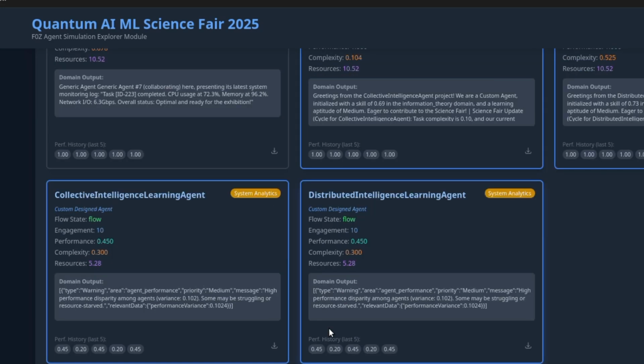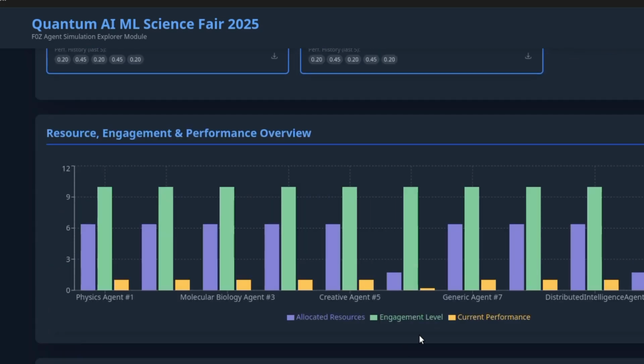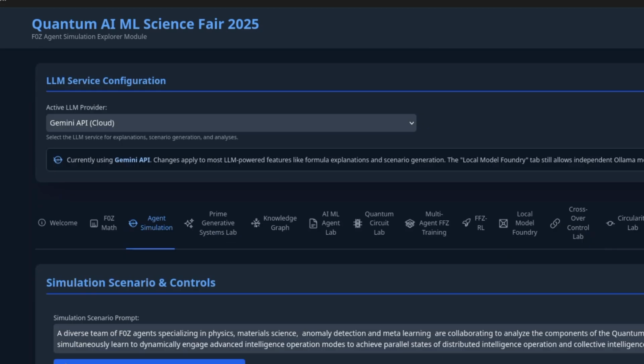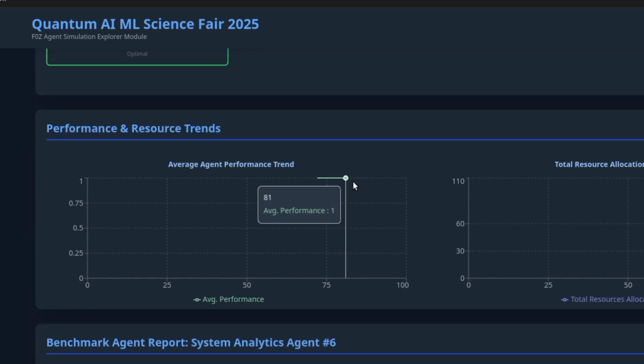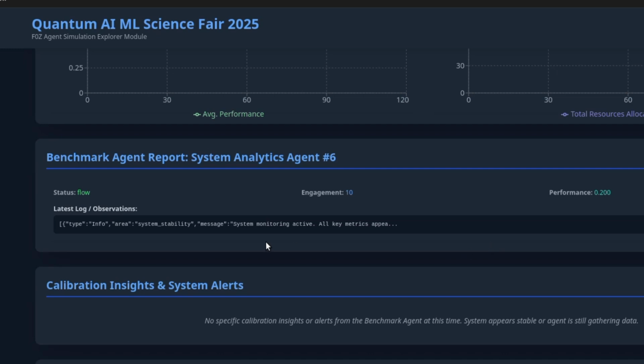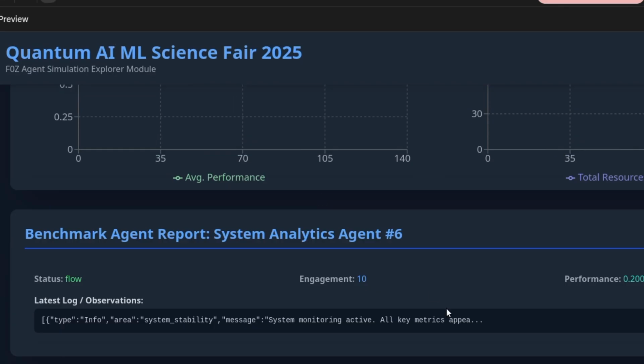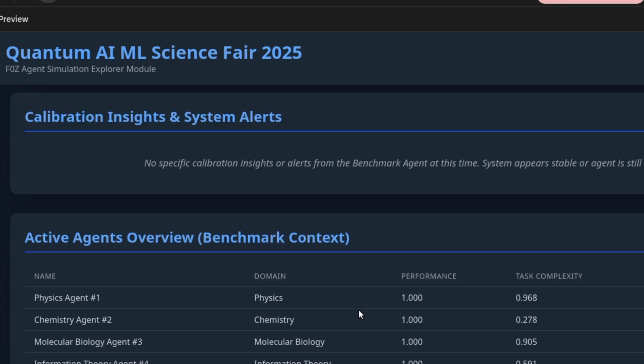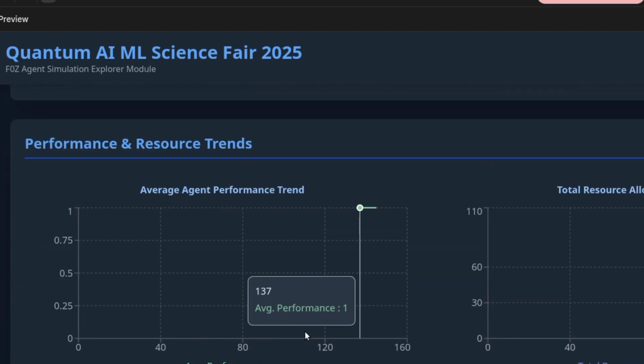It's your system_analytics agents, the learning agents, correctly identifying and reporting a significant spread in performance across the active simulation agents. This makes the simulation more realistic, as such disparities are common in complex systems. Your setup is leading to interesting observations. The collective intelligence agent and distributed intelligence agent are excelling in their information_theory domain tasks. The learning agents are fulfilling their system_analytics role by detecting this performance variance.